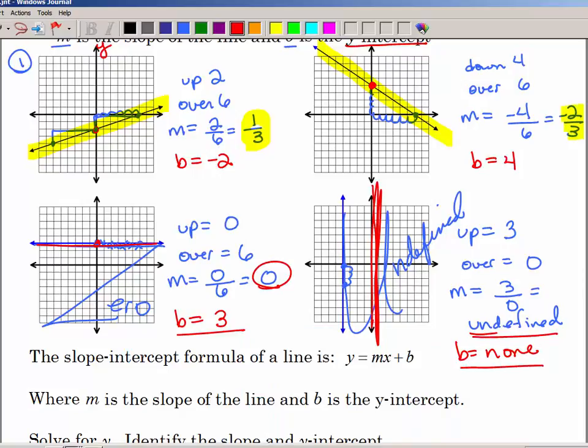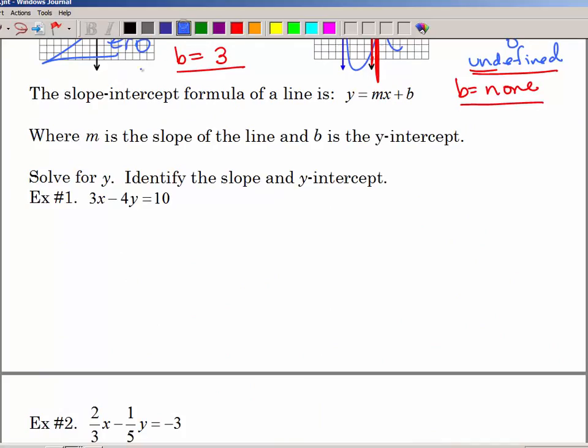So let's see if we can not just look at pictures but do some math. You're going to have to write your answers in slope-intercept form, and that's y equals mx plus b.